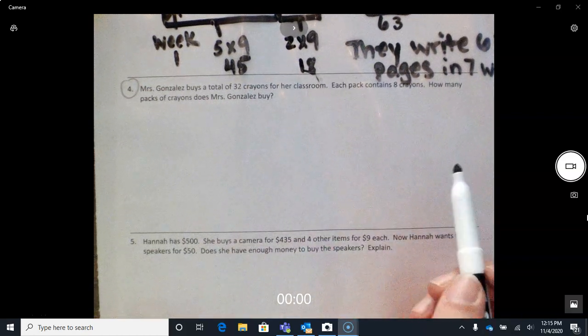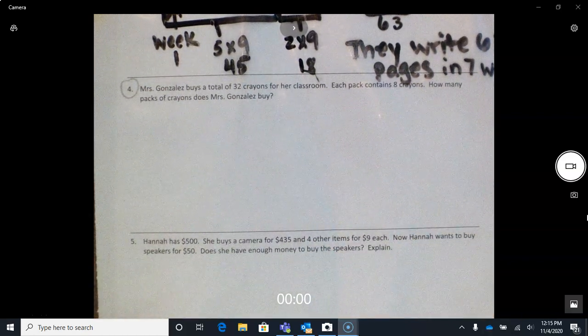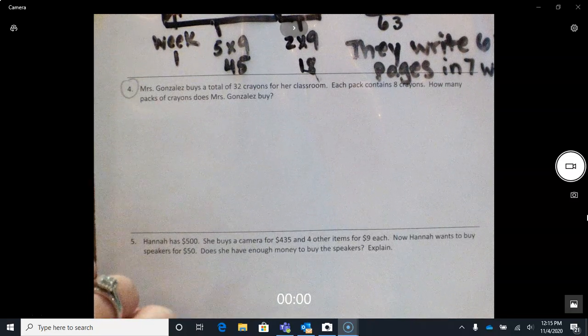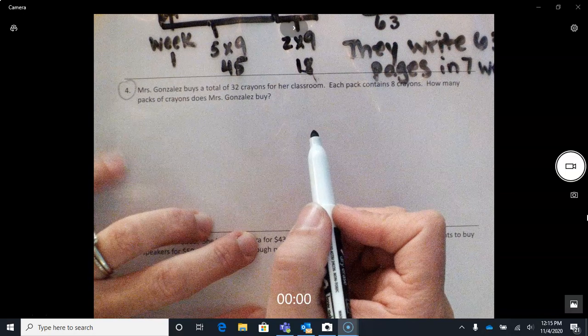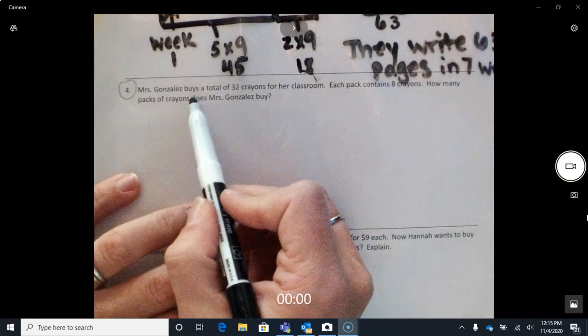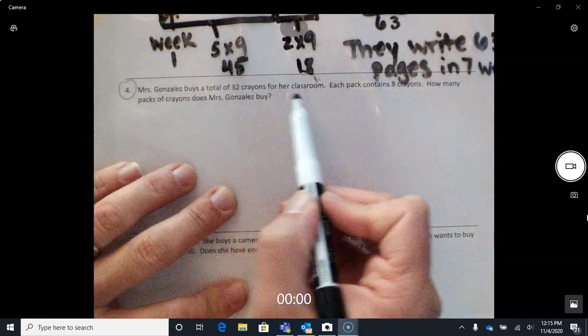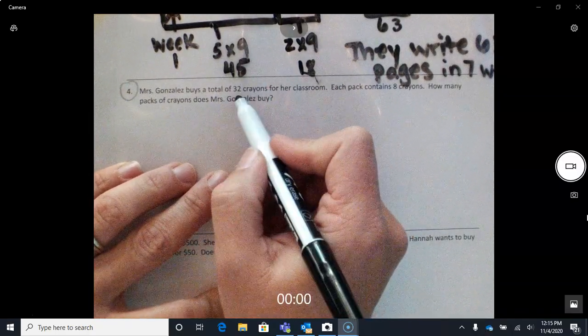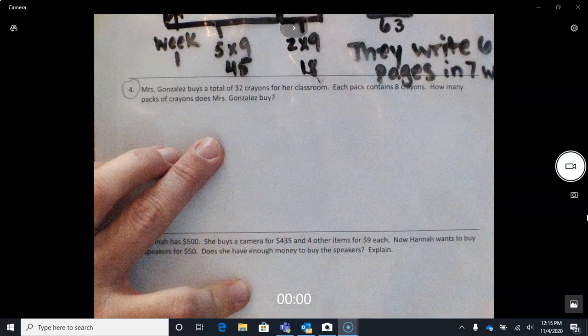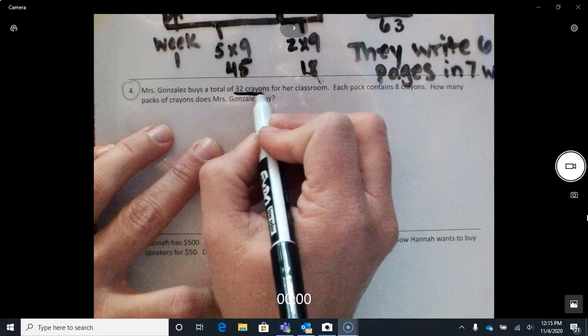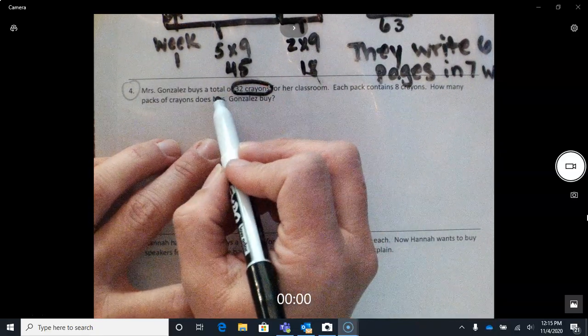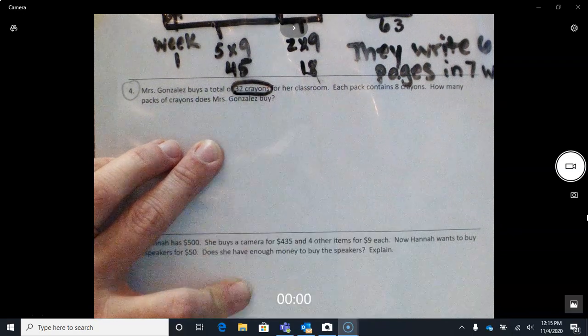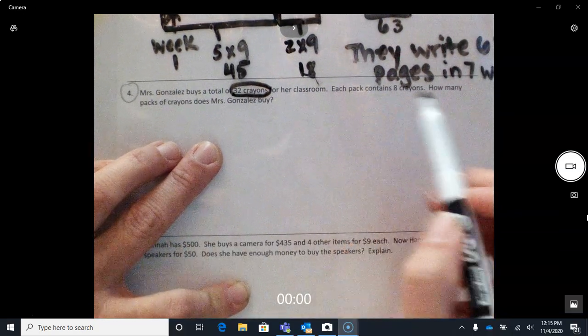All right, so as we read it the second time, we're going to underline and circle our numbers with our nouns. So Mrs. Gonzalez buys a total of 32 crayons for her classroom. Oh, there's a number, 32. Now remember, I don't want to just do 32. I want to do 32 crayons. And I noticed that word total. So that tells my brain, hey, I already know the total for this one. All right, let's keep going.